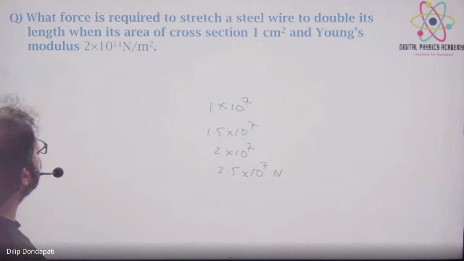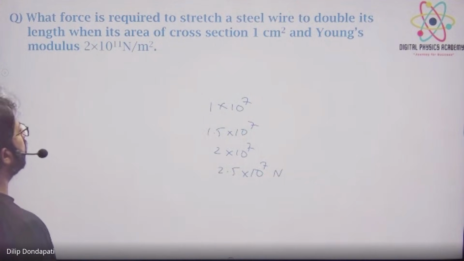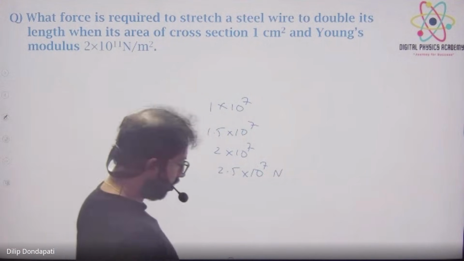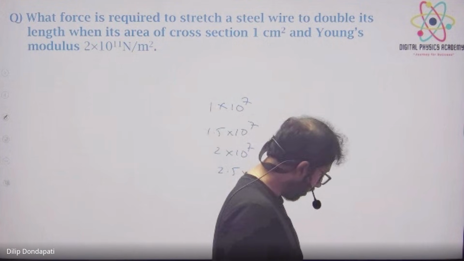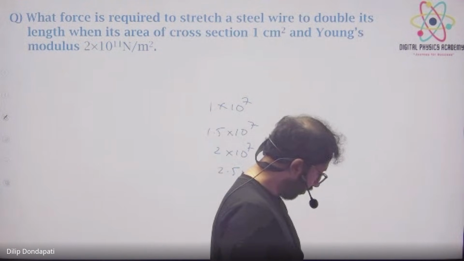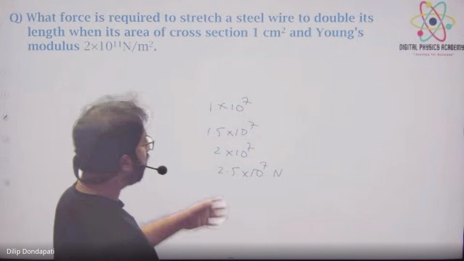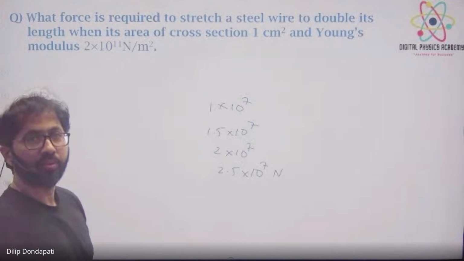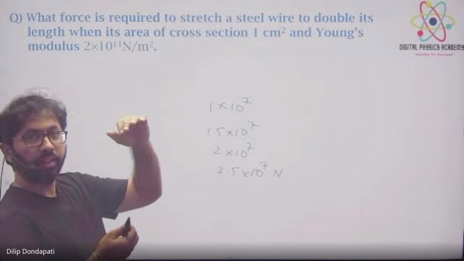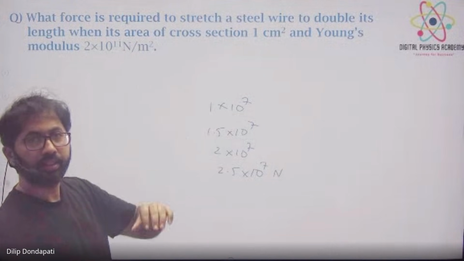So what is delta L? Force required to stretch the steel to double the length when the area of cross section is 1 centimeters and Young's modulus is given. So delta L के क्या देते हैं? आपको थिंक क्या रहेगा? डबल द लेंथ बोल के बोला ना. So changing length will be how much? Original length है और डबल द लेंथ So बना 2 देगा. into 10 power 7. Yes, correct.